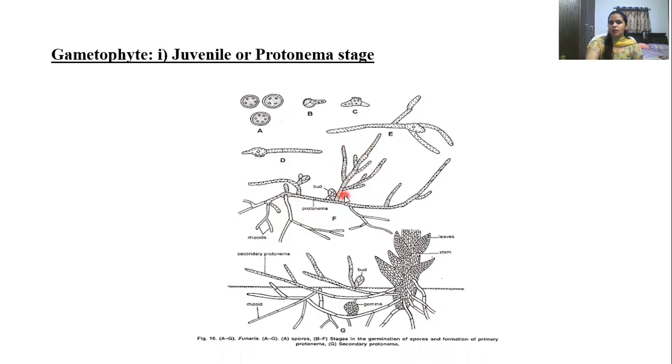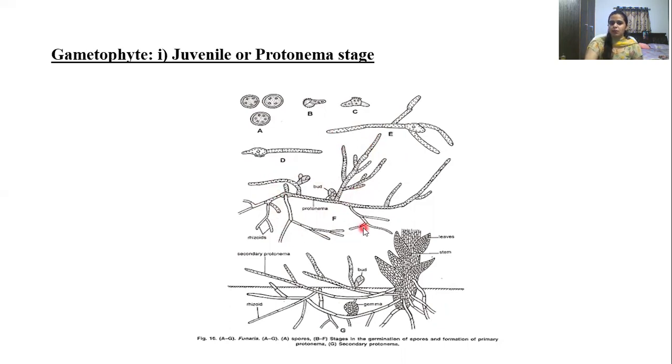These chloronemal branches grow parallel to the soil, that is parallel to the substratum, and they consist of chloroplasts, hence they help in photosynthesis. And the rhizonemal branches grow deeper into the soil, which helps in anchorage and absorption. The cross walls in the rhizonemal branches are oblique. So they help in anchorage and absorption, and the chloronemal branches help in photosynthesis.